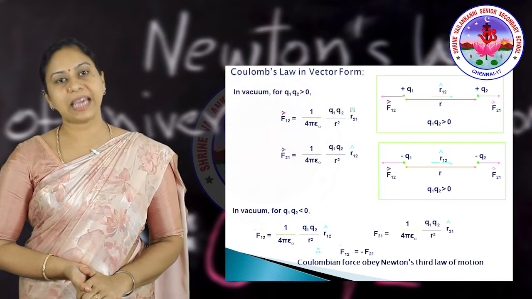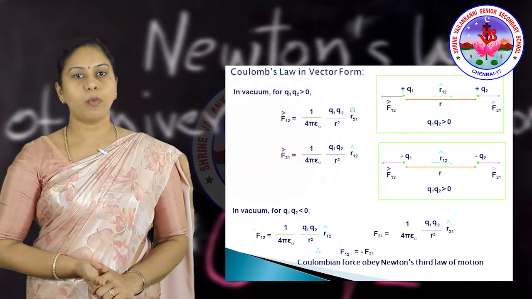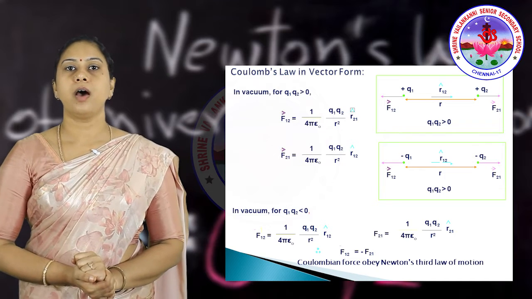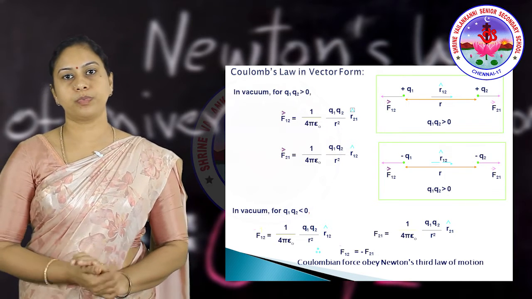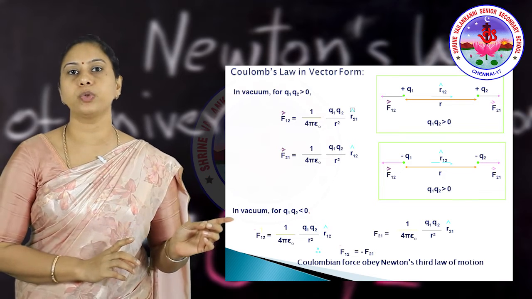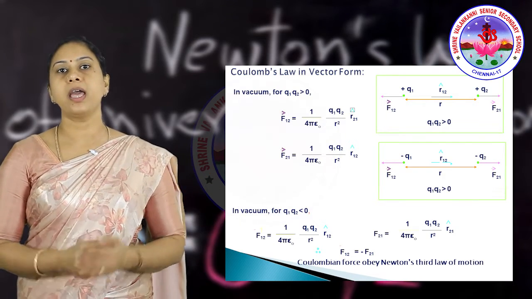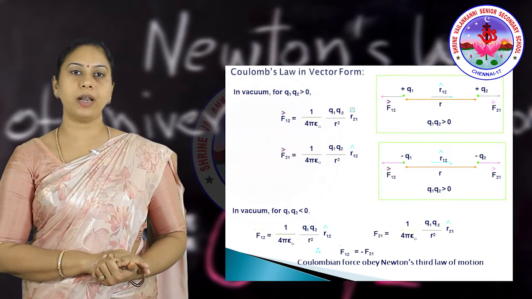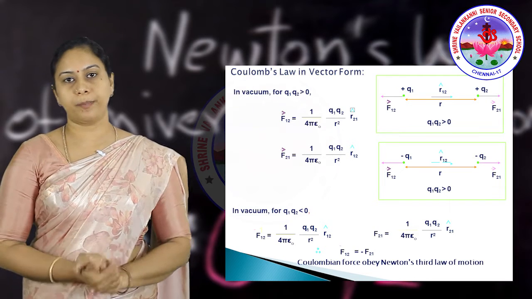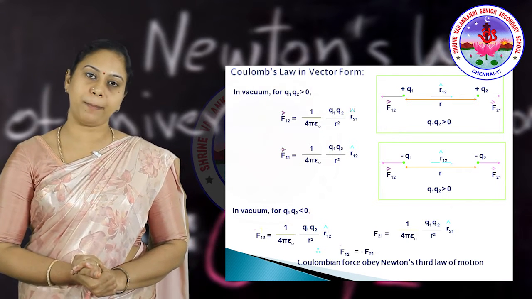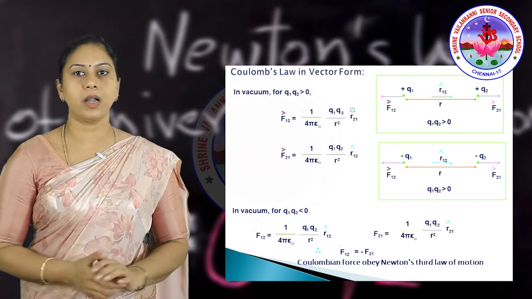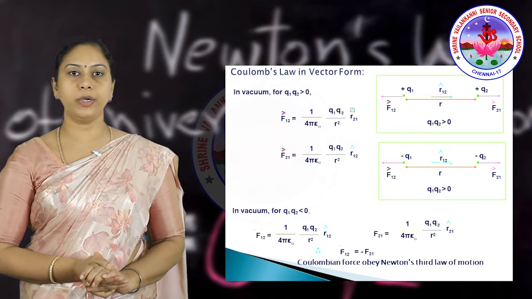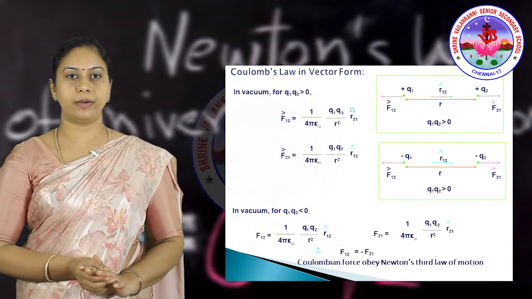So what will happen? F12 vector is equal to 1 by 4 pi epsilon naught q1 q2 by r square r cap 2-1. Here we are taking F12, so r cap 2-1 you have to take, because the charge on 1 is due to the second charge. The same way we have to take it for the force F21. What value will come? The same way we apply 1 by 4 pi epsilon naught q1 q2 by r square r cap 1-2, because this is for the force F21.